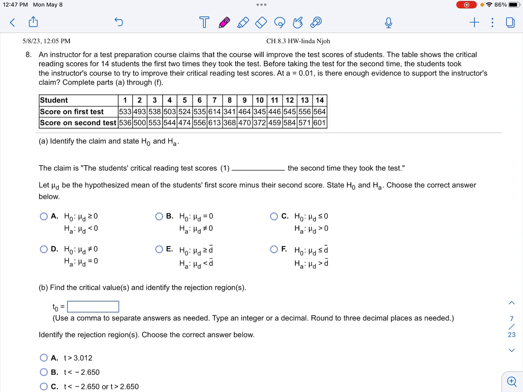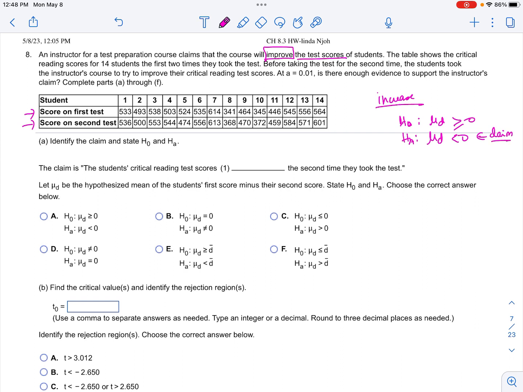Let's look at 8. An instructor for a test preparation course claimed that will improve. Improve means increase. Yeah? It means that the score on the first test should be less than the score on the second test. So if it's improve, it means that HA has to be mu D less than 0. HO has to be mu D greater or equal to 0. And this is where your claim is at.